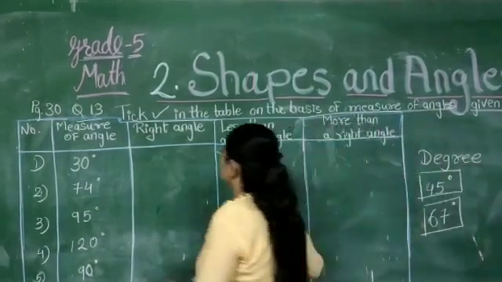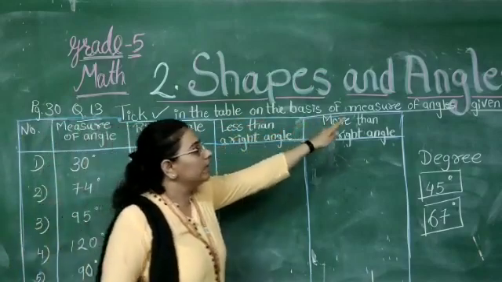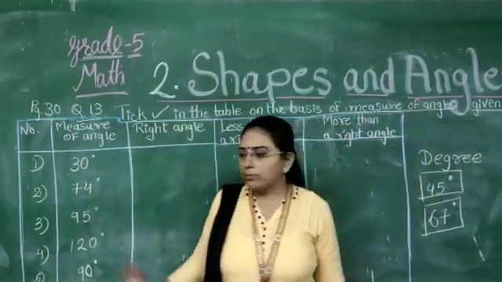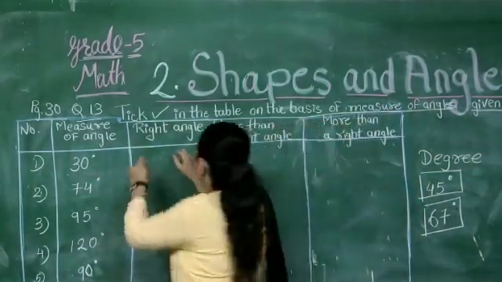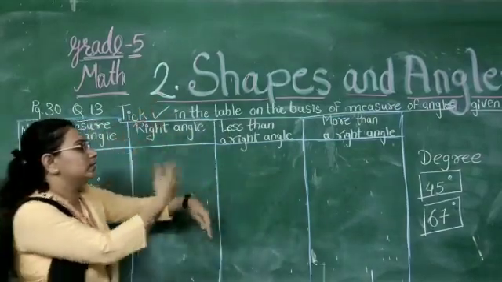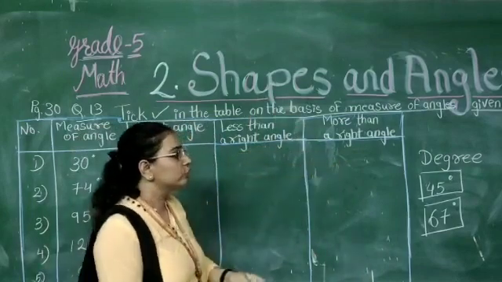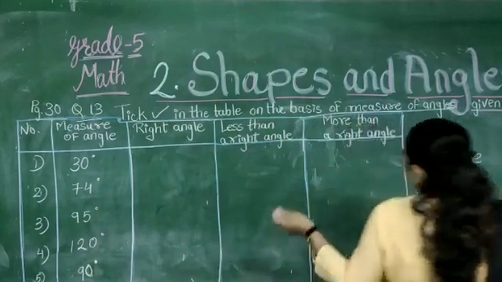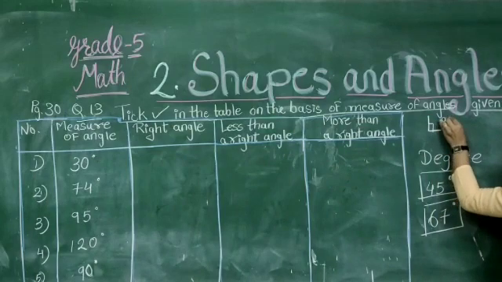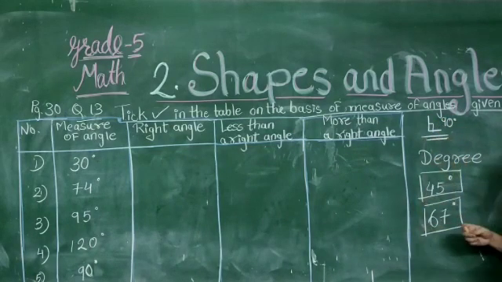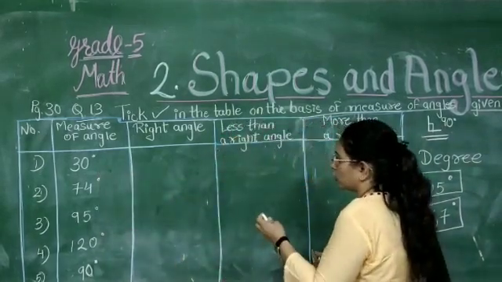Here let's read the question, that is, tick in the table on the basis of measures of angles given below. Measures of angles given below means here a few measurements are given. There we have to see whether it is a right angle, whether it is less than a right angle, or whether it is more than a right angle. Do remember, here the right angle means the L shape and 90 degree we have to consider, right?